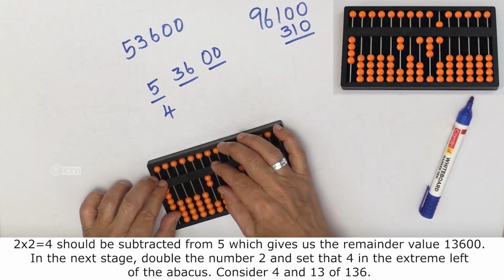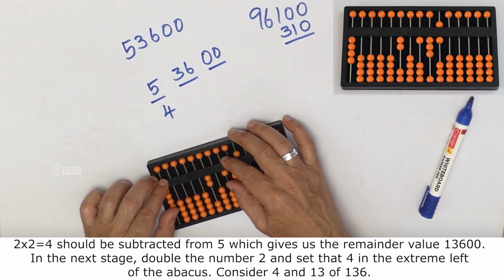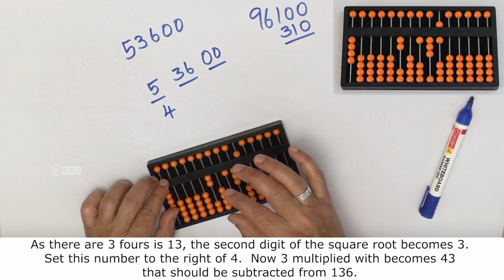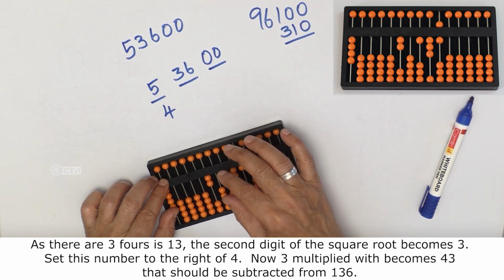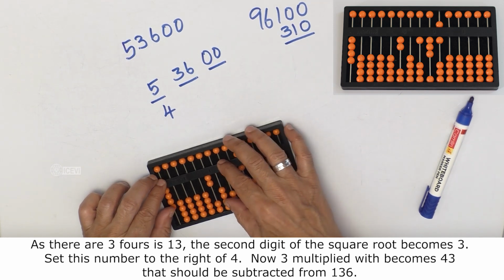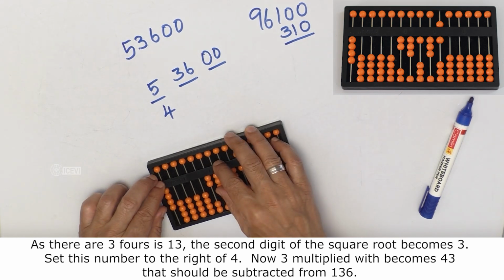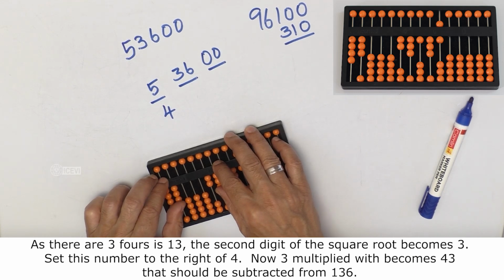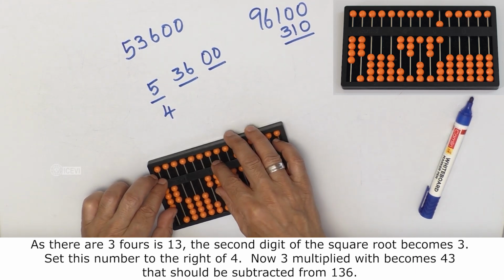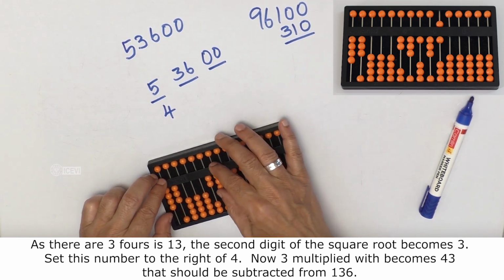In the next stage, double the number 2 and set that 4 in the extreme left of the abacus. Now consider 4 and 13 of 136. As there are 3 4s in 13, the second digit of the square root becomes 3. Set this number to the right of 4.